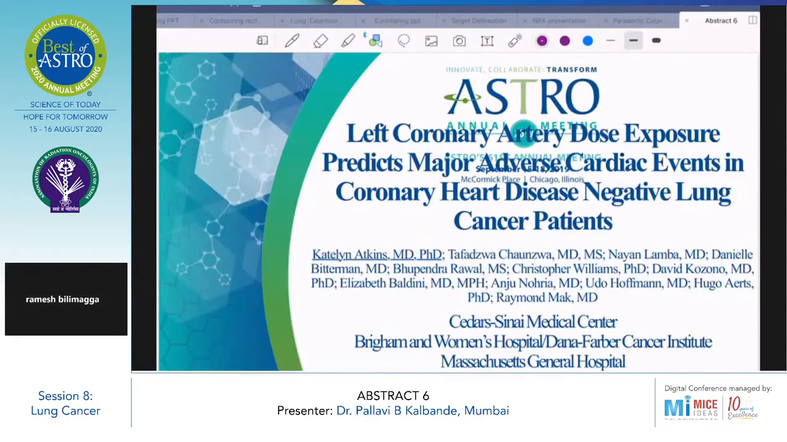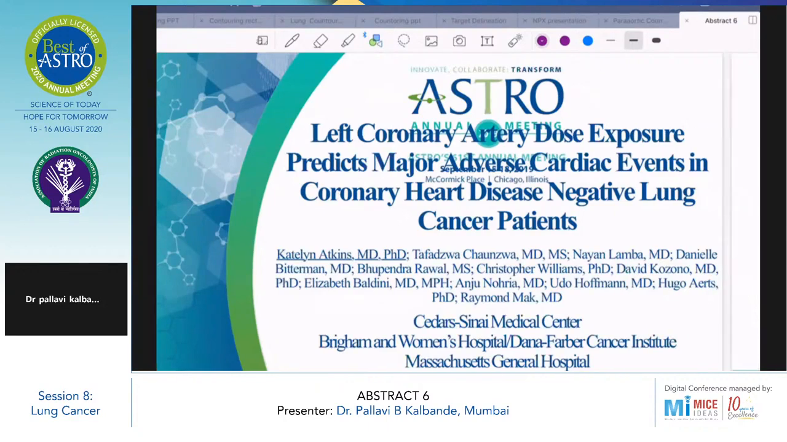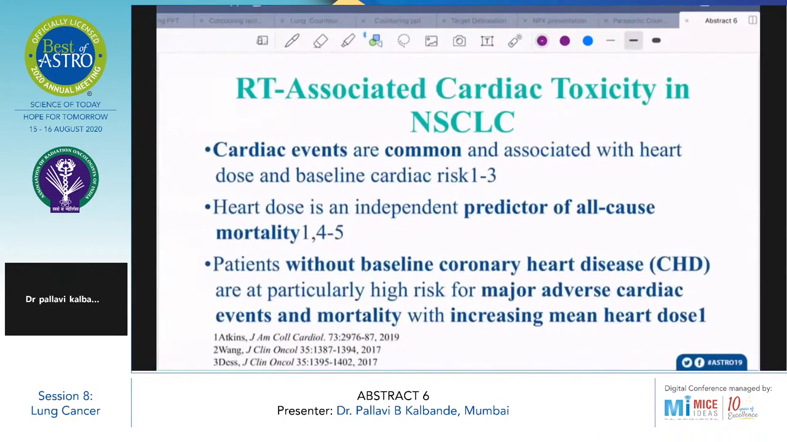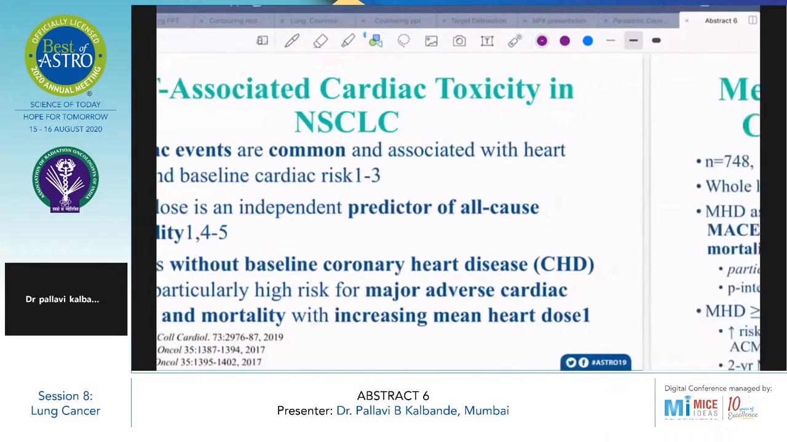Good morning, everyone. I will be presenting an abstract presented by Caitlin Atkins. It was "Left coronary artery dose exposure predicts major adverse cardiac events in coronary heart disease negative lung cancer patients." As we know, cardiac events are common and associated with heart dose and baseline cardiac risk. Heart dose is an independent predictor of all-cause mortality, and patients without baseline coronary heart disease are at particularly high risk for major adverse cardiac events and mortality with increasing mean heart dose.